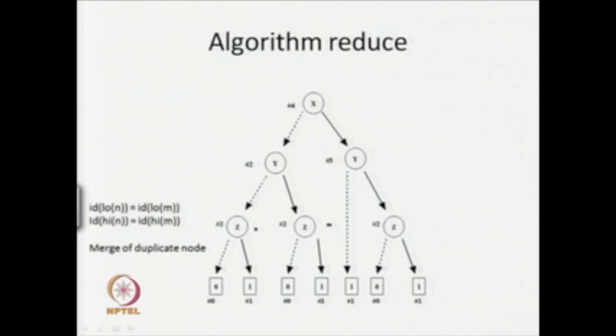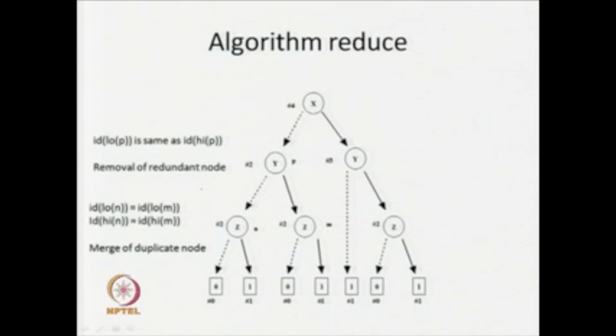So, if ID of low n is equal to ID of low m and ID of high n is equal to ID of high m, this is the scenario where we are going to merge them. So, merging of duplicate nodes, in this case these 3 nodes will be merged together. And secondly, we have another one, removal of redundant nodes.